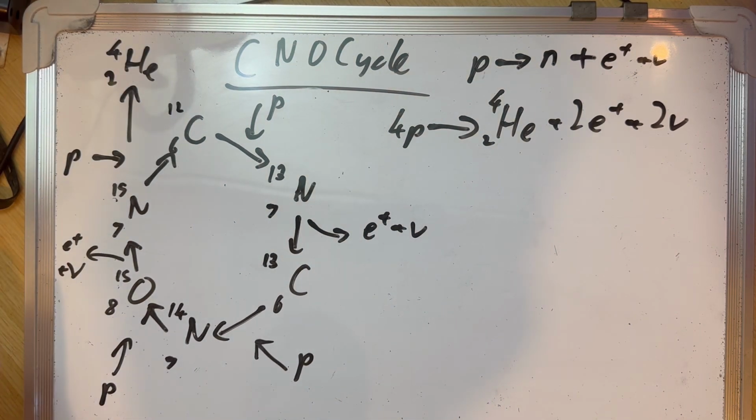So think of it kind of as a hexagon. It is CNO, but 3 of the stages are N. So it's like CN, CN, ON. CNO cycle there.